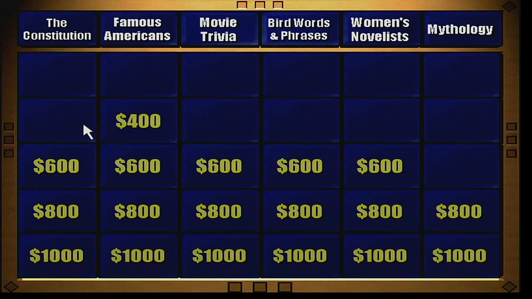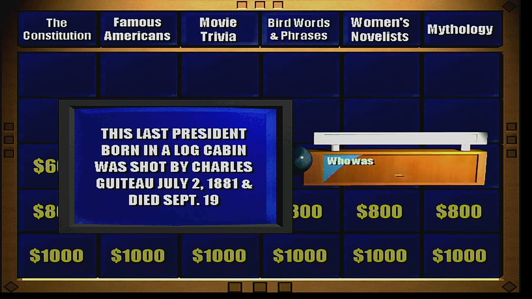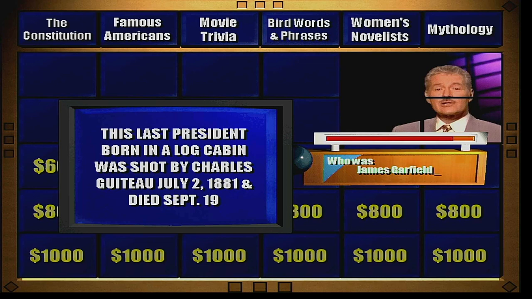Famous Americans 400. This last president, born in a log cabin, was shot by Charles Guiteau July 2, 1881, and died September 19. Player 1. Who is James Garfield? You are correct. Correct. Correct. Famous Americans 600.